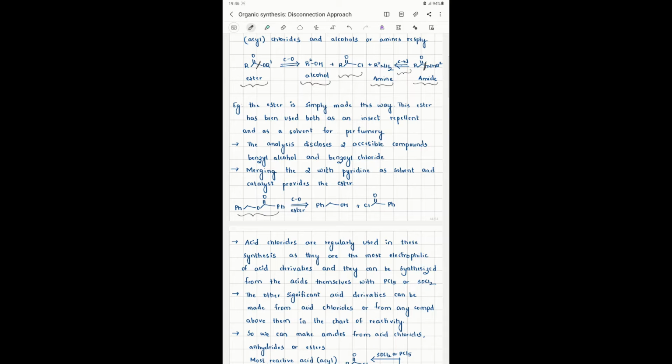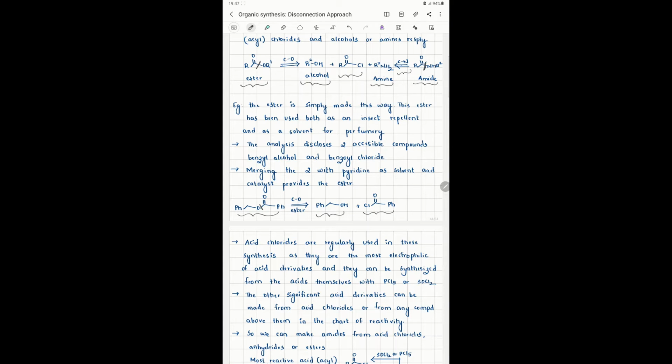Now if I want to cleave, this analysis discloses two accessible compounds. One will be benzyl alcohol, the other one will be benzoyl chloride. I can observe here that I can do a cleavage between the C single bond O, giving me a benzyl alcohol and a benzoyl chloride.